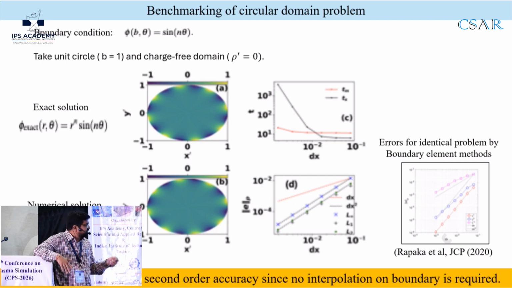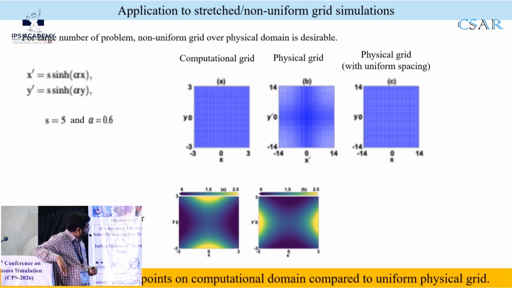So this is the advantage of this method, because we are actually doing implementation on a rectangular regular grid. The error is actually scaling with exactly second order accuracy and not in between. So this is an advantage. Now let us do a few applications quickly.